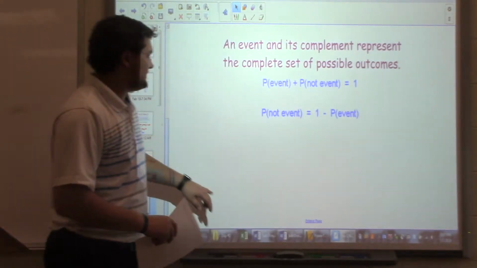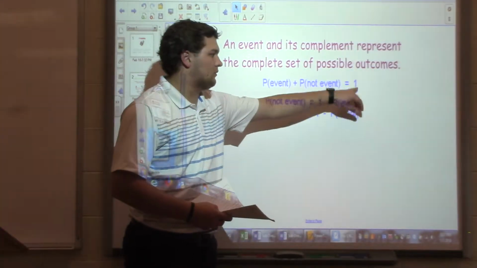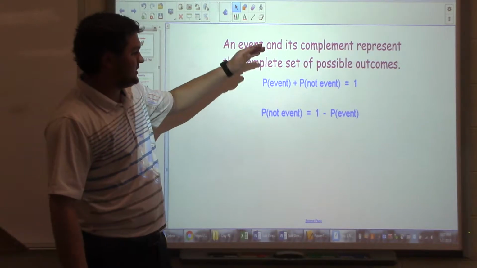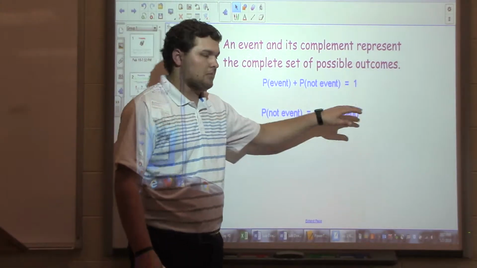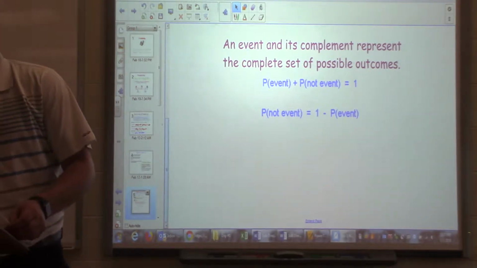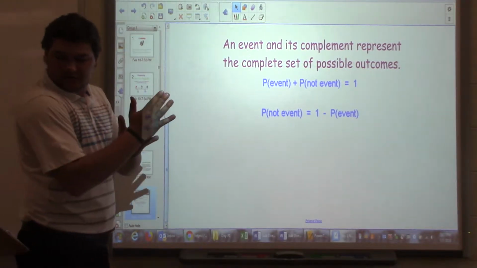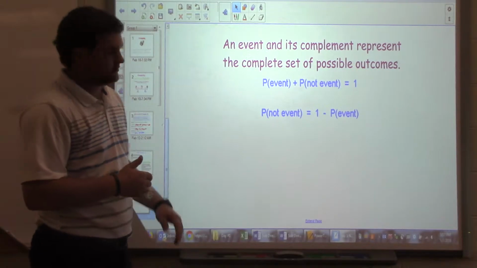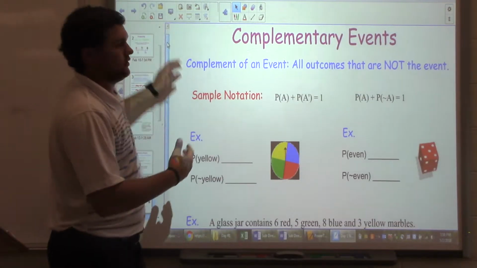So anytime we have the event plus the complement should equal 1. Vice versa, if I want to find the complement of the event, I take 1 minus that event that I'm talking about. All right. So, we said examples, rolling a 3, then not rolling a 3, rolling anything else.